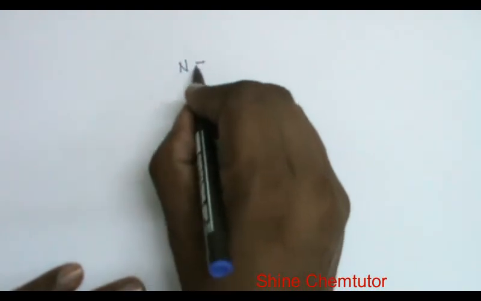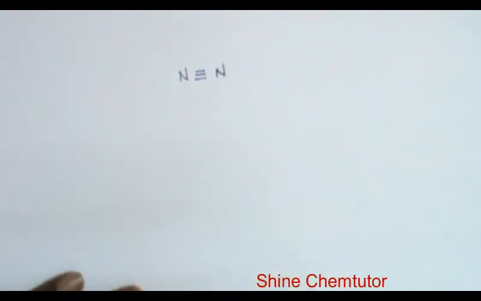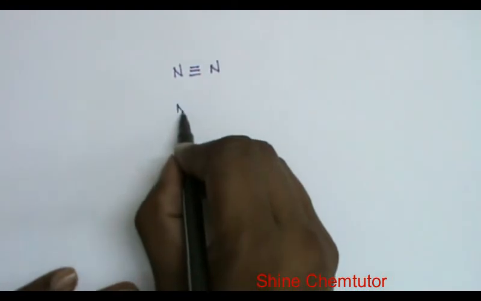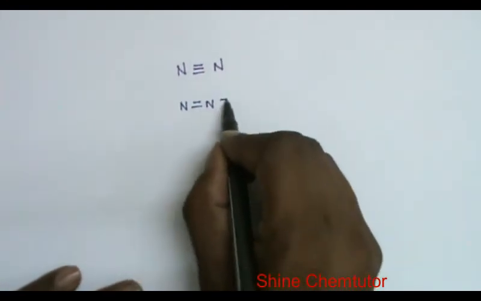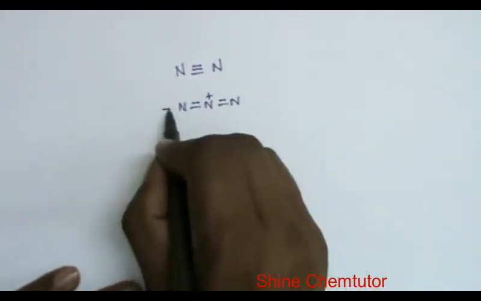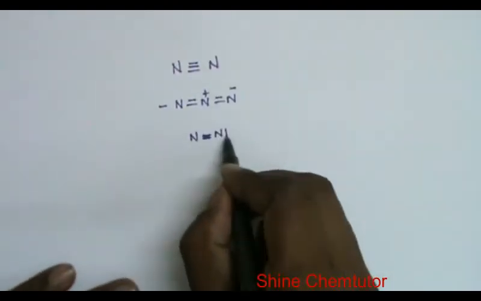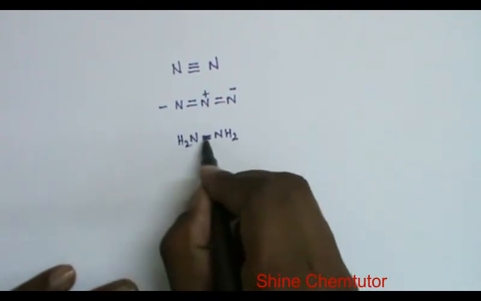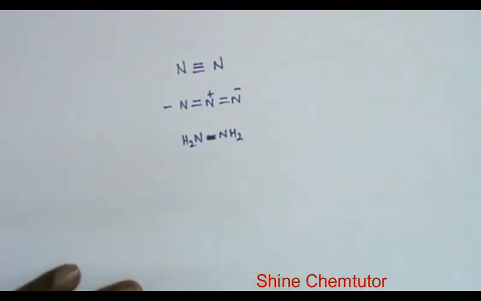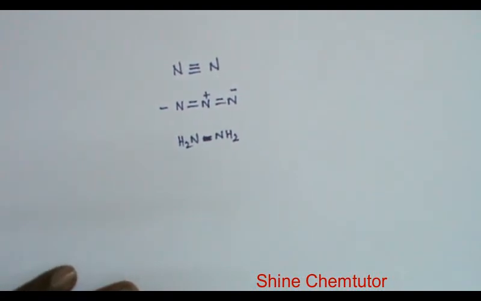The same question may be asked with a nitrogen analog also. They can give nitrogen molecule, azide and hydrazine. This is a single bond. So which bond length will be longer, which one will be shorter? Or what will be the bond strength? Which one will be the stronger bond?